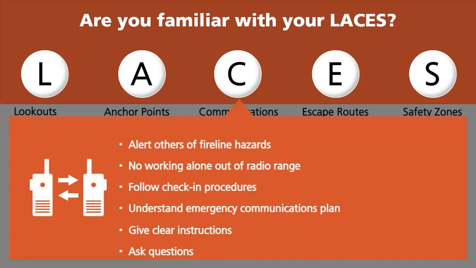C is for communications. Communications are key to safety on the fire line. Every individual working on the fire line is responsible for alerting others about any fire line hazard. Personnel working on the fire line must be in frequent communication with those they are working with, either visually, verbally, or by radio. Working alone out of radio range is not permitted.